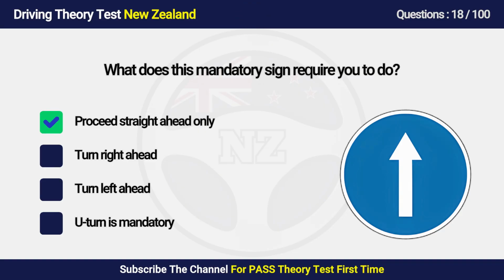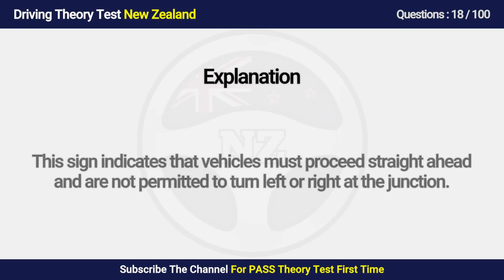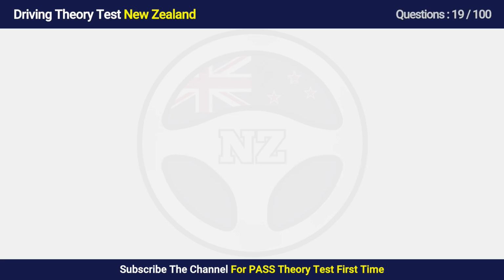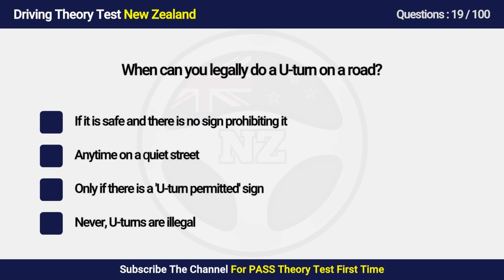Answer is A. Proceed straight ahead only. This sign indicates that vehicles must proceed straight ahead and are not permitted to turn left or right at the junction.